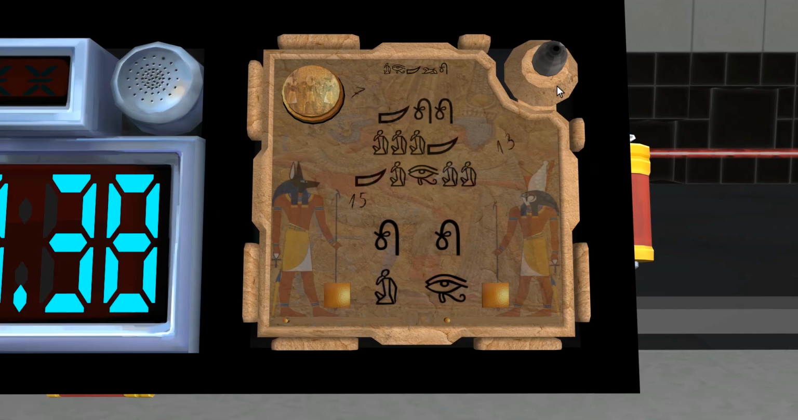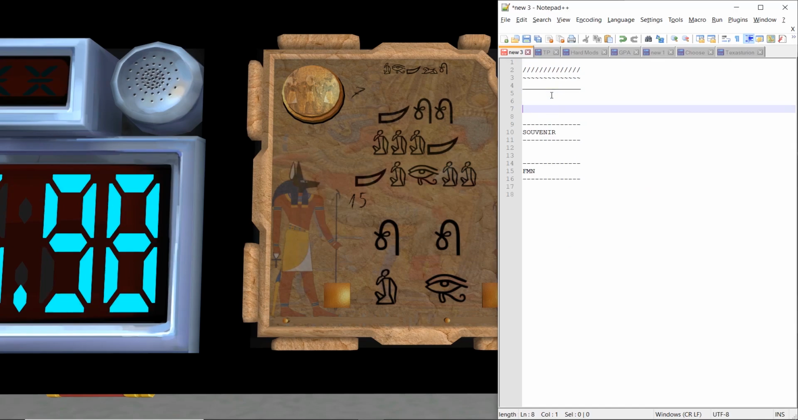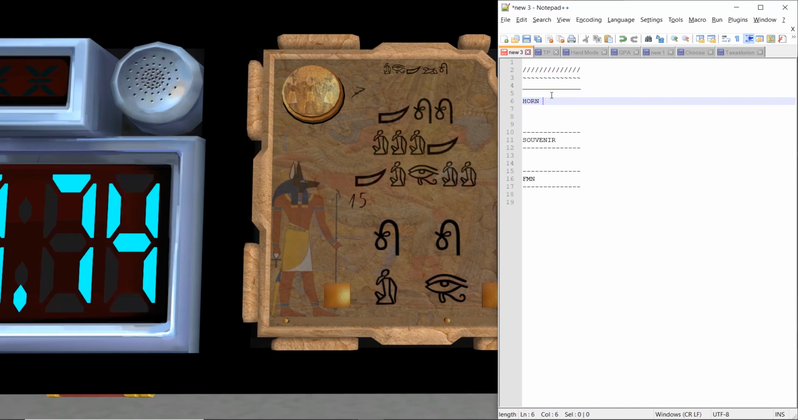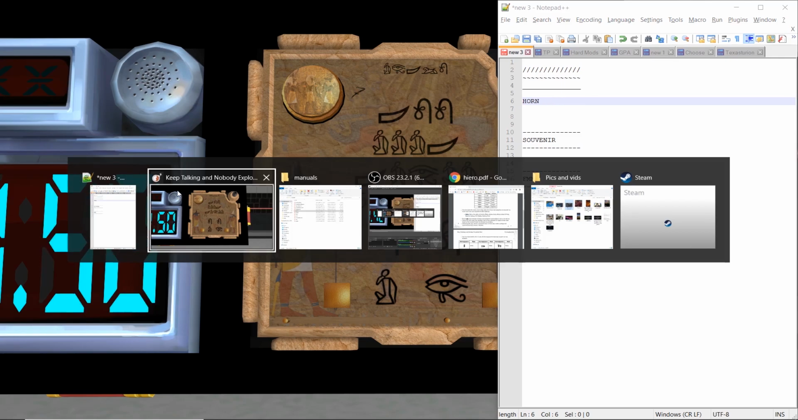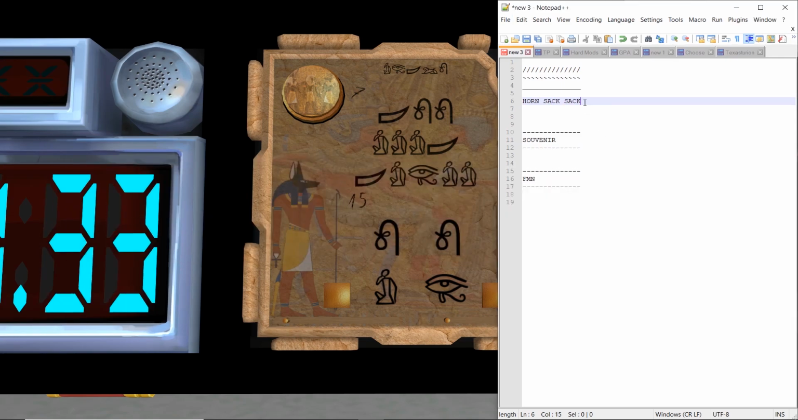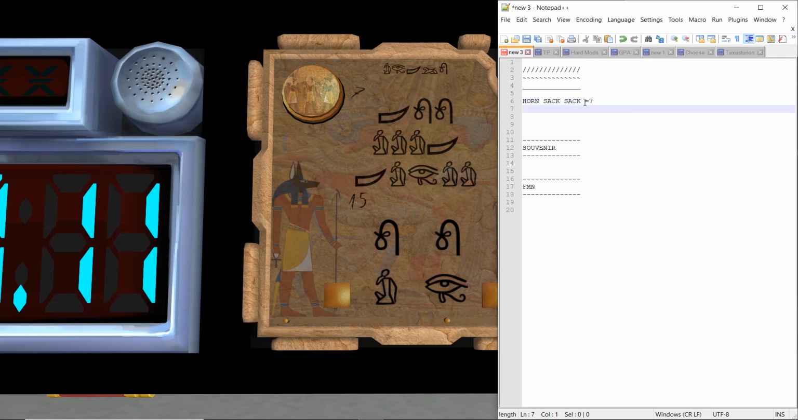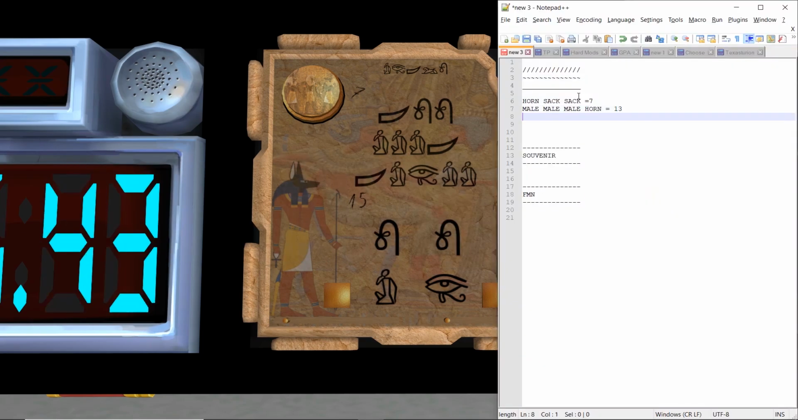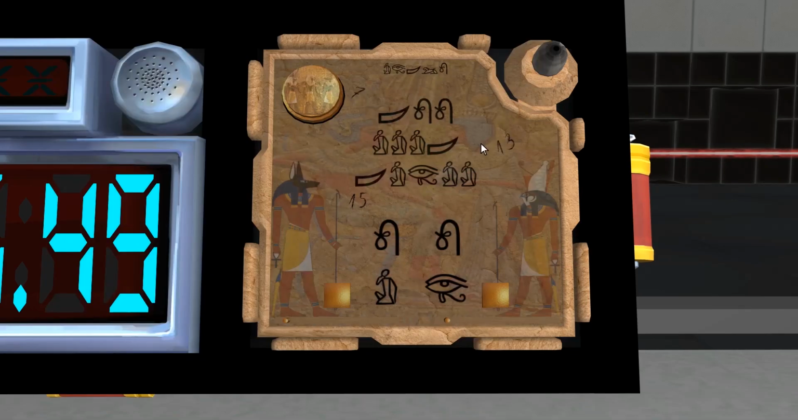Let's do a second example. This is the story of a man named Stanley. Alright, this one's stupid, but let's do it. So, we have horn, I'm just going to call that sack, and sack equals 7. We have male, male, male, horn equals 13, and horn, male, male equals 15. Oh god, I'm gonna have to multiply all those males.